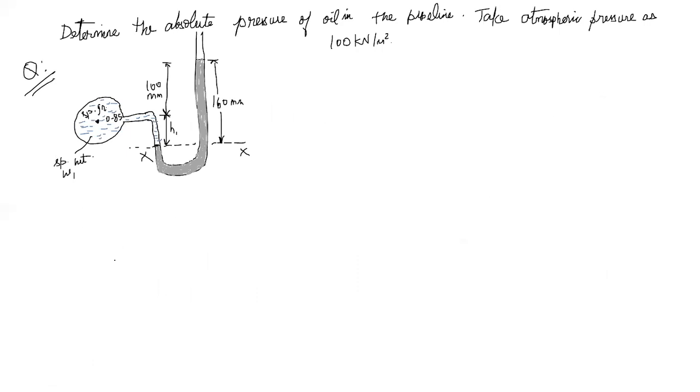So this is a question. As soon as you see only one pipeline, you can conclude that this is a simple U-tube manometer. Okay, I have not written down the entire question. The question says: determine the absolute pressure of oil in the pipeline, and you have to take atmospheric pressure as 100 kilonewton per meter square.